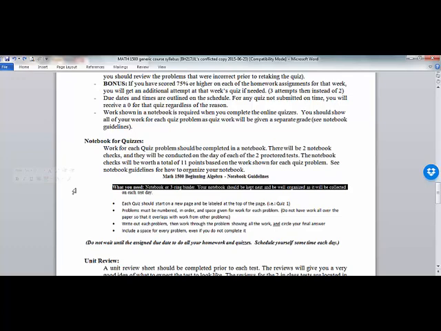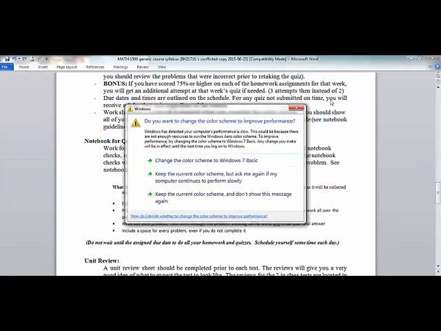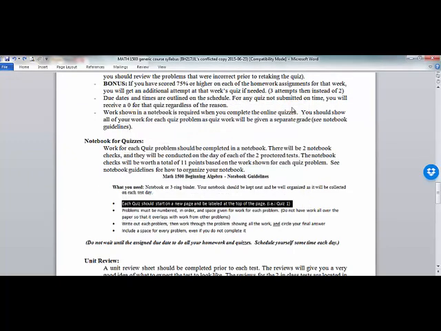So what you need is a notebook or a 3-ring binder. It should be kept neat and well organized, as it will be collected on each test day. What you need to do is show your work for each of the quizzes within this notebook. So each quiz should start on a new page and be labeled at the top of the page, for example, quiz 1. Problems must be numbered in order and space given for work for each problem.